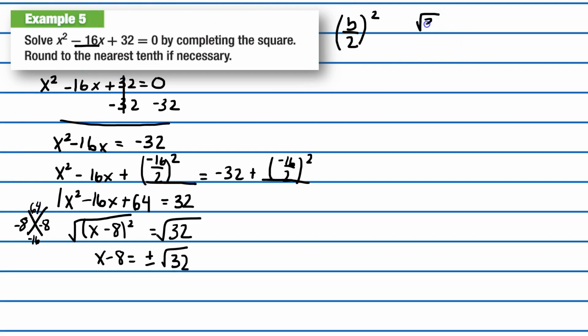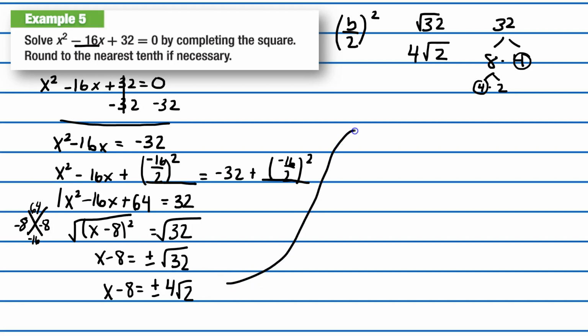So square root of 32. And just as a reminder, let's do a little factor tree and how to do this. 32 is 8 times 4. Then 8 is 4 times 2. We have two of the same numbers. The 4 comes out of the square root, but the 2 remains in the square root. So I have x minus 8 is equal to plus or minus 4 times the square root of 2.